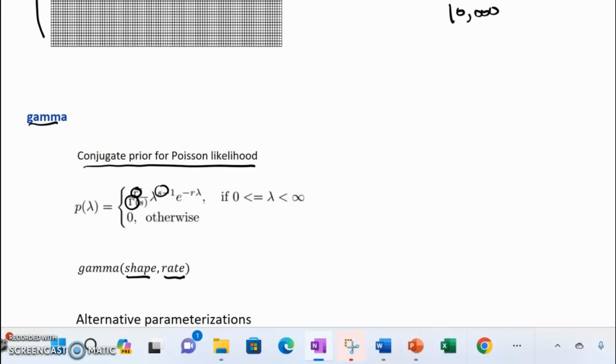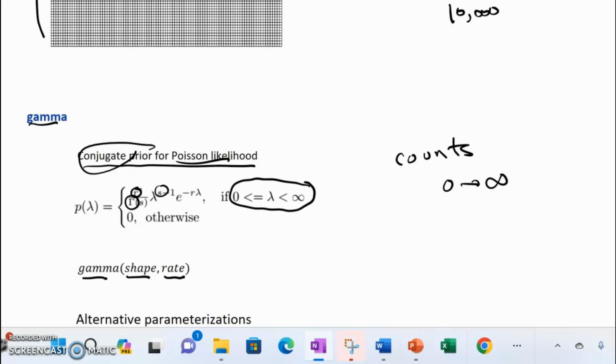If we think about the Poisson distribution, we're dealing with counts. So those are going to go anywhere from 0 potentially to infinity. So it's not surprising, it's to our advantage that the gamma distribution, that is the conjugate prior for the Poisson, is going to have a domain that goes from 0 to infinity.